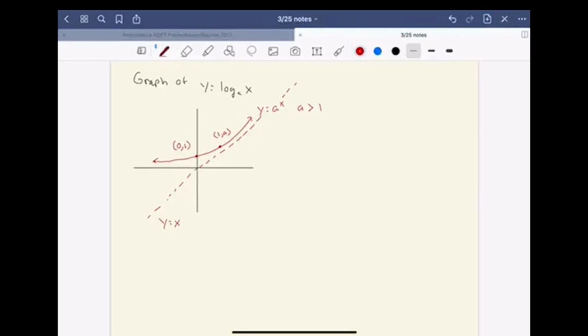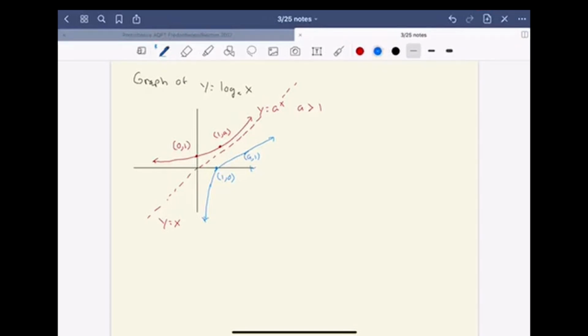Now, if we have the line y equals x, remember the logarithm is the inverse of the exponential. So that means it's going to switch places. So it's going to go through 1, 0, and then another point, a, 1. It's going to look like so. Okay, this is for a bigger than 0.